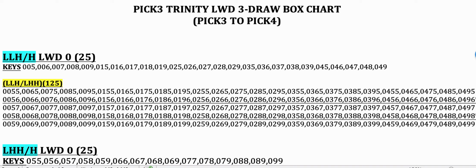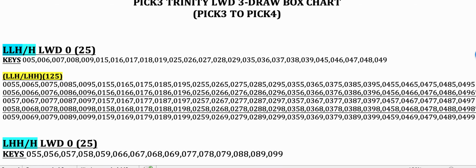Okay, I'm just going to go over the Pick 3 Trinity lowest winning digit 3-draw box chart. This is the one that you utilize Pick 3 box to choose a Pick 4 box winner. All right, and it's very simple. It's organized by the Pick 3 patterns.